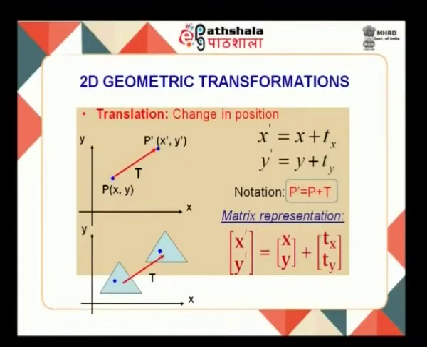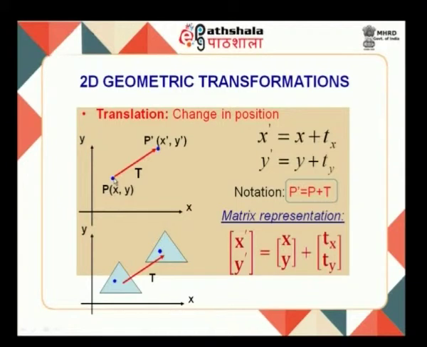So, when we look into the first transformation, that is translation, translation is change in position. Assume a point in the 2D space, that is, imagine P (x, y) is a point. It has to be moved to a new location, say P' (x', y'). Now, how do we represent this transformation? Let T be the transformation, and we use T to indicate translation. So, x has moved to x' and y has moved to y'.